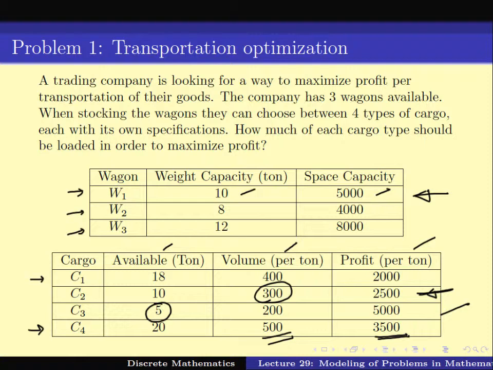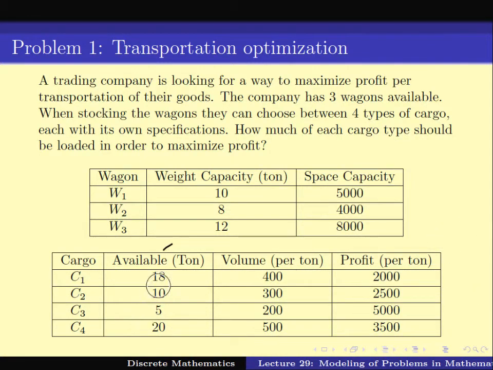So of course, the goal will be to maximize profit such that none of the wagons are overloaded, either in terms of weight or in terms of space. Now the question is how much do you fill in each of the wagons and what cargo do you fill? So we will be looking at this problem, and there are 3 more problems. Let me first describe those 3 problems and I will go back to this problem after that.